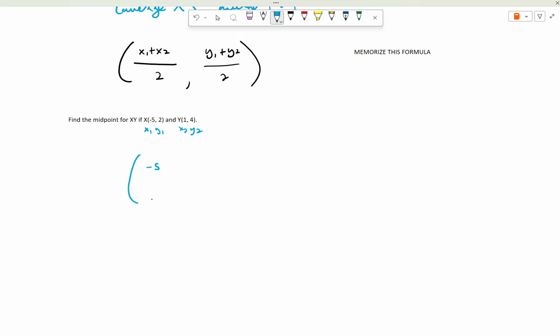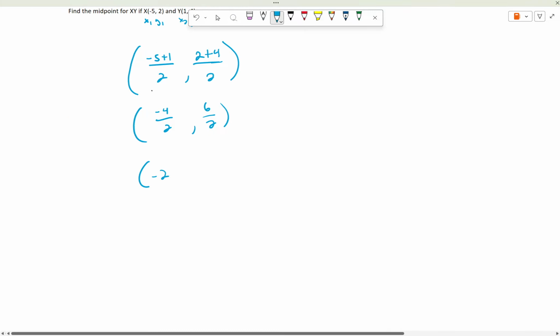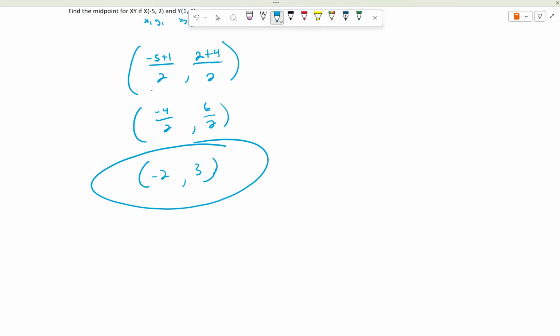I have negative 5 plus 1, and that's going to be over 2, comma, 2 plus 4, right? Y sub 1 plus y sub 2, all over 2. Which I have negative 5 plus 1 is negative 4 over 2, comma 2 plus 4 is 6 over 2, and of course negative 4 over 2 is negative 2, comma 3. And that is my midpoint, okay? That's the answer.